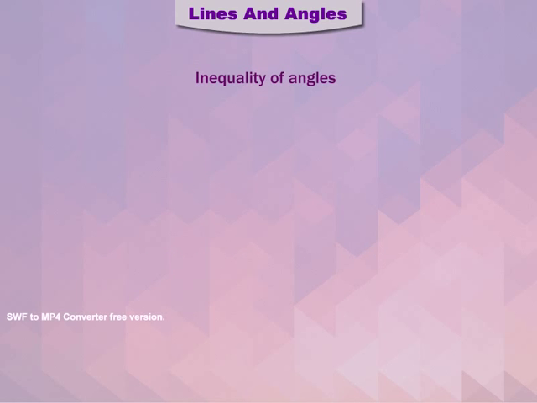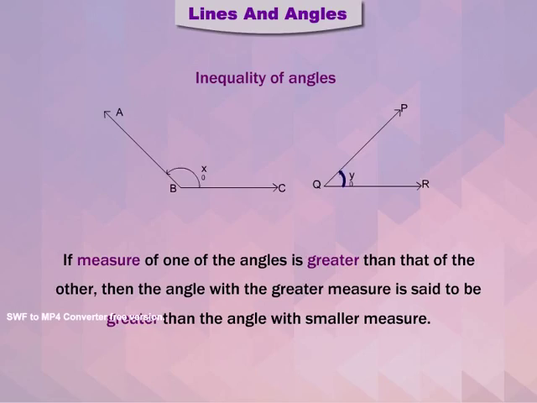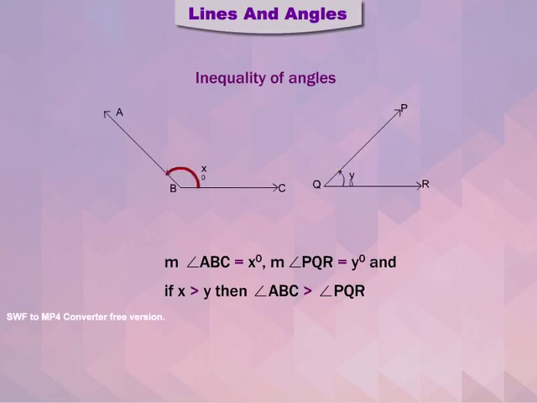Inequality of angles. If the measure of one of the angles is greater than that of the other, then the angle with the greater measure is said to be greater than the angle with the smaller measure. Measure of angle ABC is equal to x degrees, measure of angle PQR is equal to y degrees, and if x is greater than y, then angle ABC is greater than angle PQR.